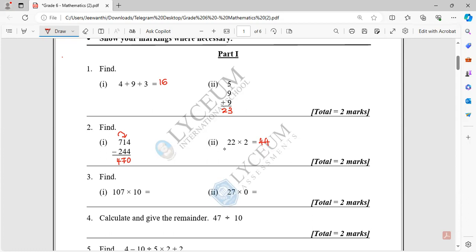The first one, yes, 16 is correct. So then the second one, 23 is correct. So then, plus 4, 11. Yes, very good. Correct. So then the next one, 44. Correct.